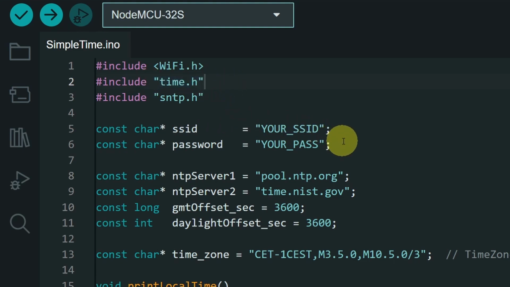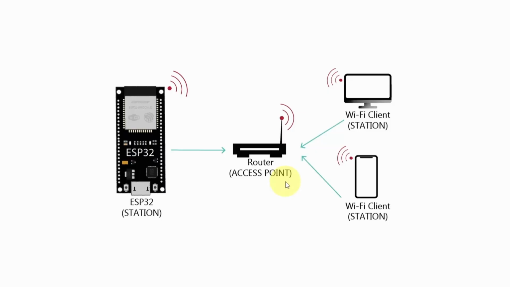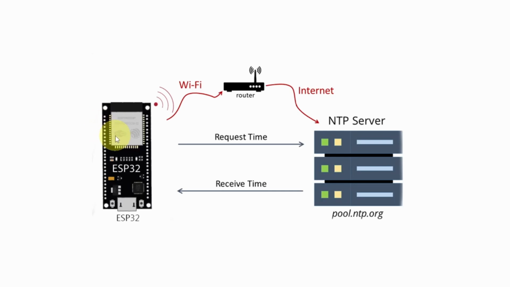First, you have to provide it with the SSID and password, because the ESP32 board needs to be connected to an access point or a router, and it acts as a station like all of the devices. And once it gets connected to the internet through the router, the ESP32 board can request the date and the time of your country from this NTP server, like pool.ntp.org, which is basically a service that is located on the internet that allows you to get the time and the date.